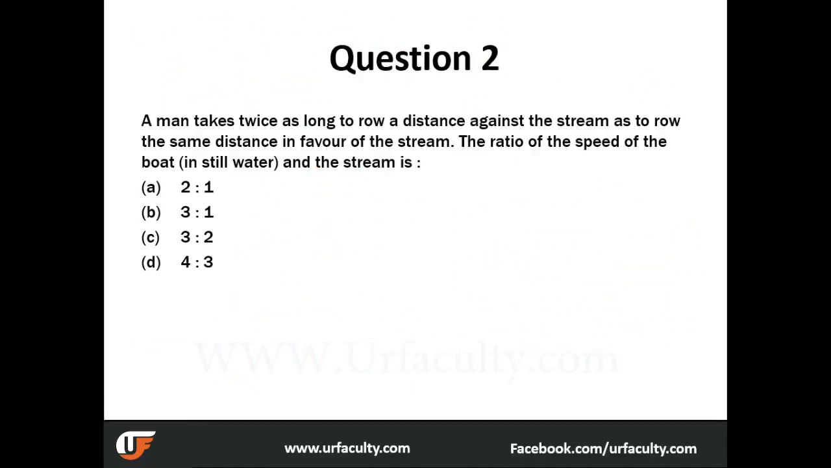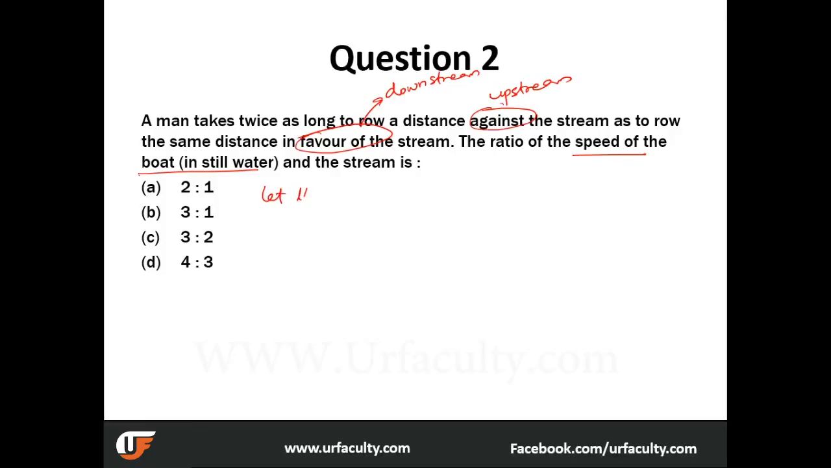So let's try to solve our next question. A man takes twice as long to row a distance against the stream as to row the same distance in favor of the stream. So against the stream is what? Against the stream is your upstream. And in favor of the stream is what? You are moving along the stream. So it is downstream. The ratio of the speed of the boat in still water and the stream is, so we derived the formulas just some time back.